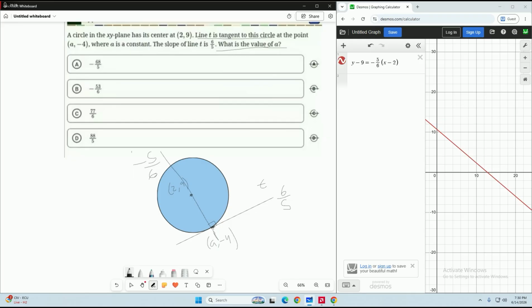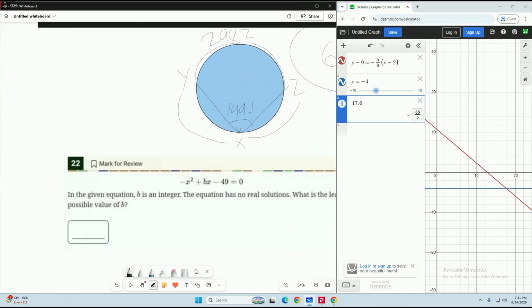And we know that this line intersects at the point A, -4. So if I just plot y is equal to -4, I'm going to see what the value of a is. That's basically my x value of the intersection point. So if I just do 17.6, turn that into a fraction, I get 88/5. So D is my correct answer to this question.